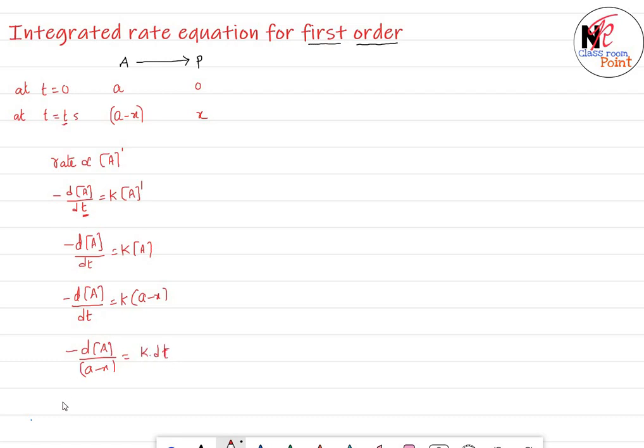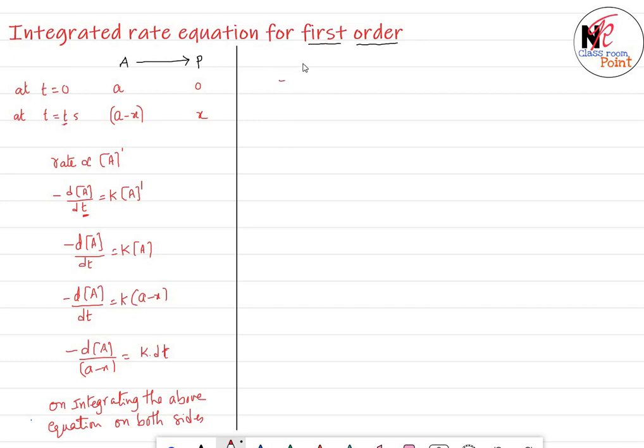Now let us try to do the integration of this equation. On integrating the above equation on both sides, we shall get minus of integration of d[A] divided by a minus x is equals to integration of k, you can write outside, into dt. Now this particular form will give minus log (a minus x) equals to kt plus c. Let the equation be 1.